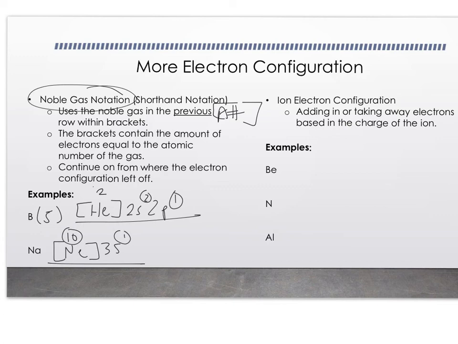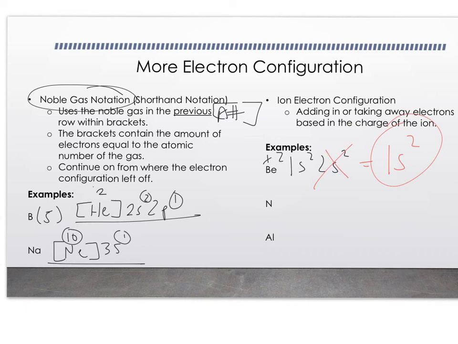In ion electron configurations, we either add in or just take away those electrons. So for example, beryllium is element number 4. So a beryllium atom would have 1s2 and then 2s2 configuration. But beryllium is in group number 2, and it forms a +2 charge. That means it's lost 2 electrons. So it's just going to lose those 2 in the outer valence shell. So its ion configuration would just be 1s2, which is the exact same configuration as helium, which makes sense. They're going to mimic a noble gas.